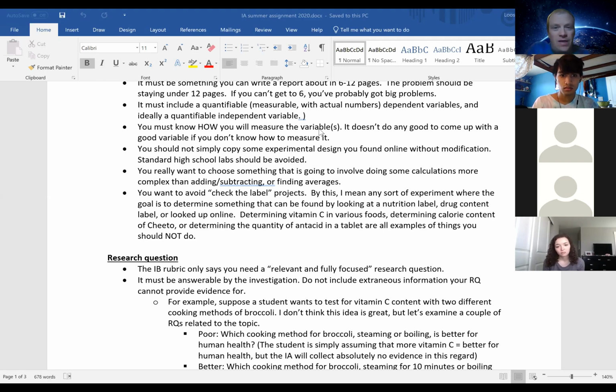Something I've read many times, IB gives advice on what students should and should not be doing. You want to avoid check-the-label projects. These are some of the first things people think of, and I would very much encourage you not to do them. For example, test this thing of Tang and see how much vitamin C is in it, and then look at the label and compare it. Or I'm going to burn this peanut and see how many calories are in this peanut and compare it to the label of the peanut.